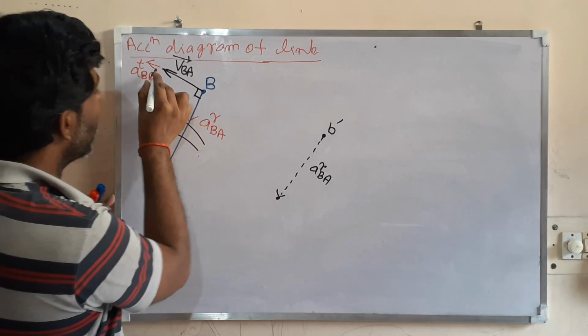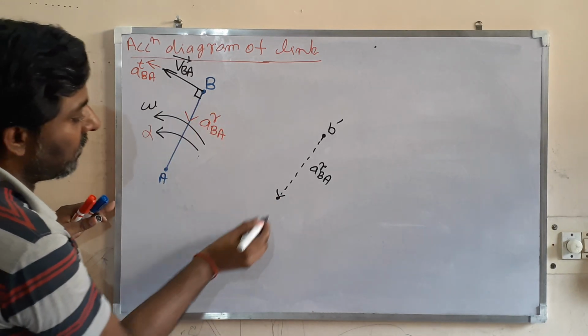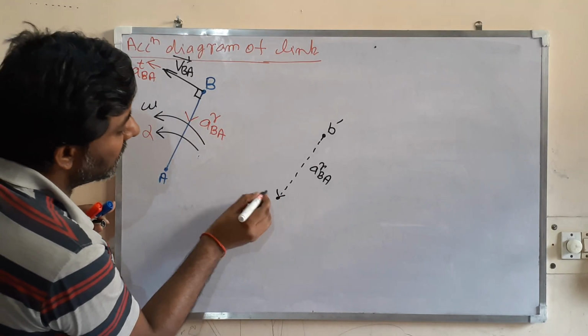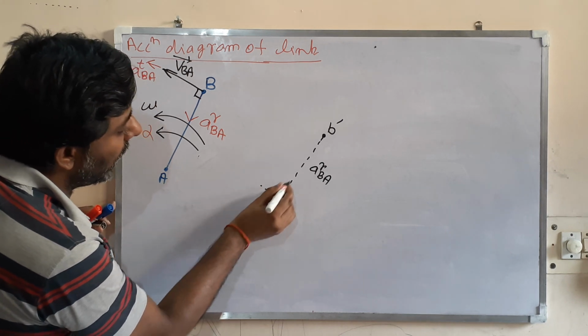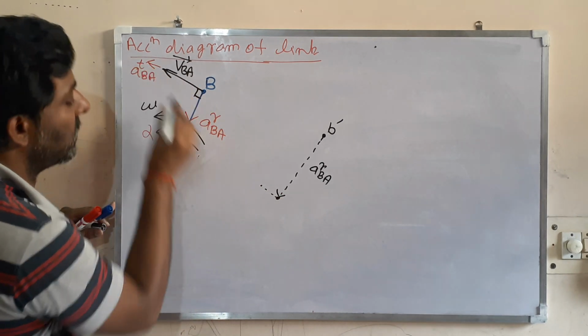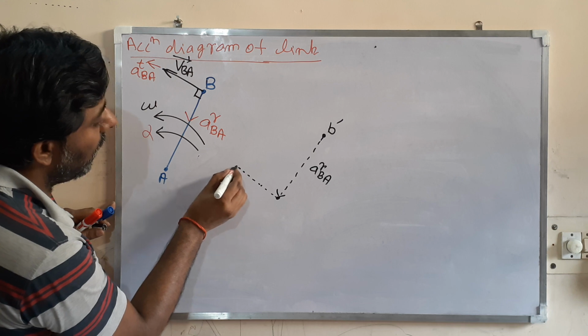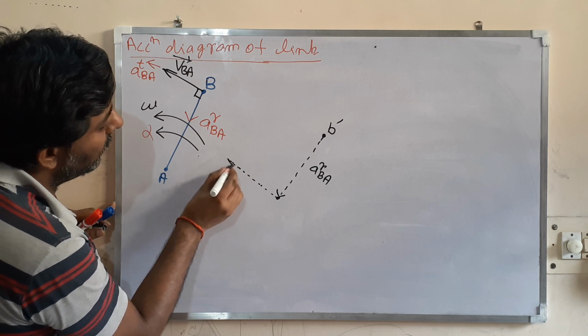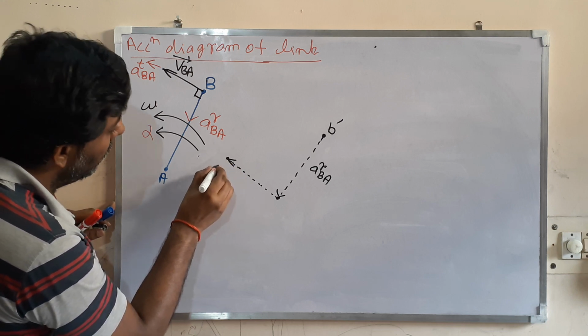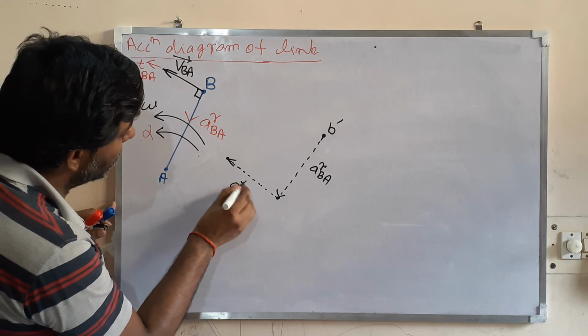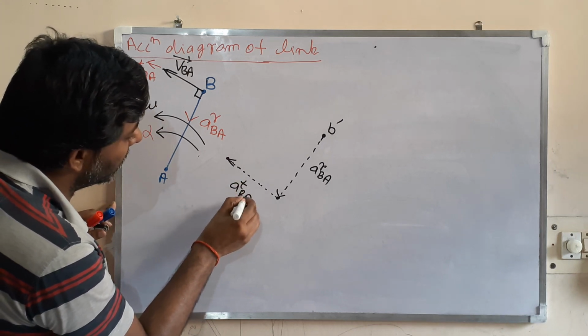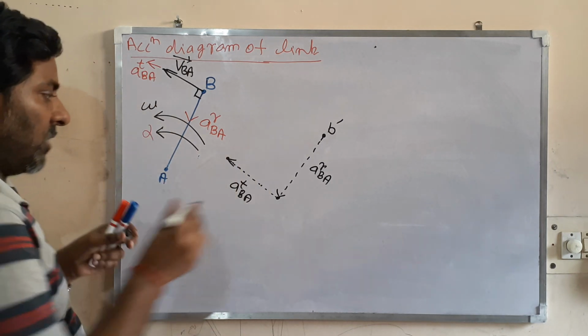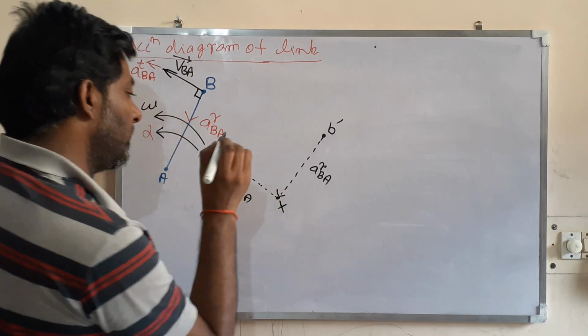Now you draw the tangential acceleration. Its direction is from the head of this vector. Let us draw another line at 90 degrees, along this. Draw the other one. This is the tangential acceleration of B with respect to A.